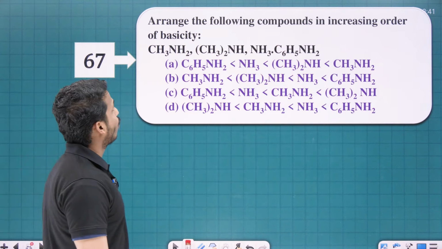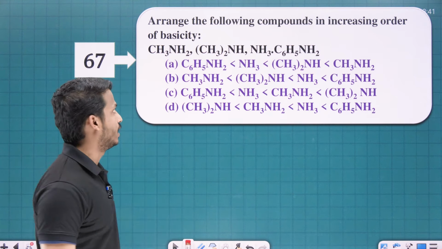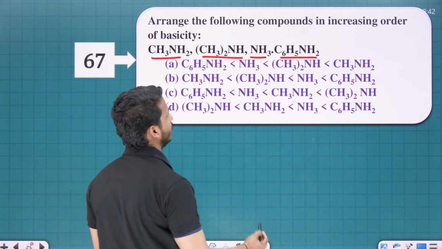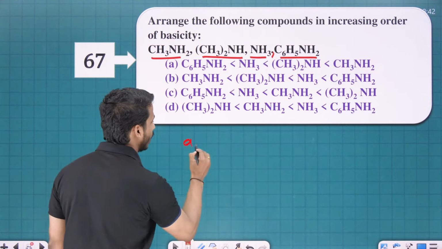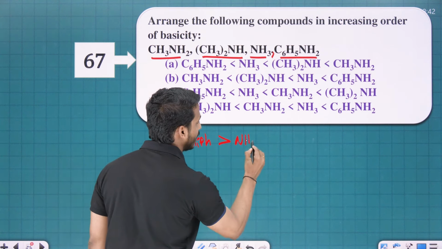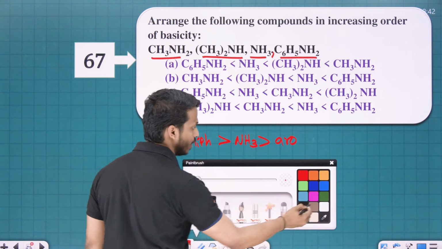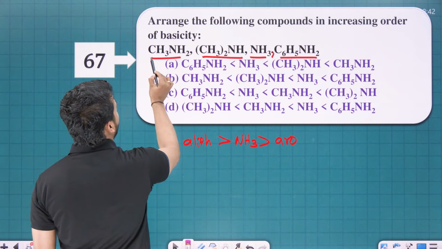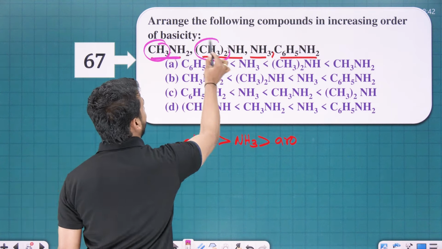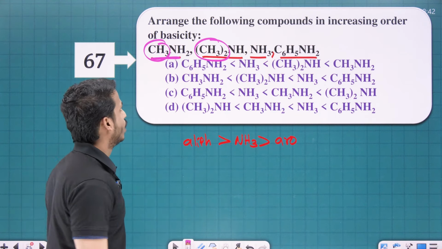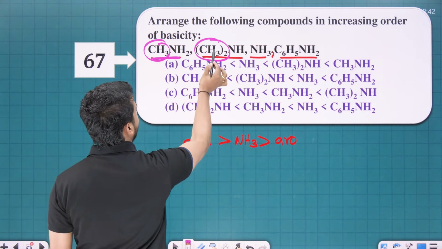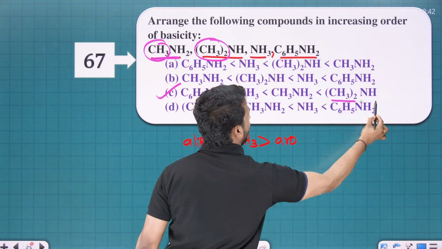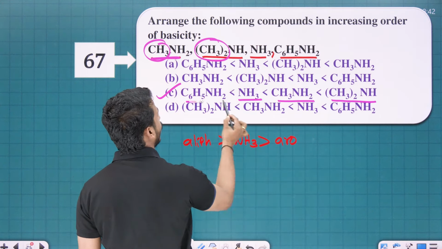Next one, arrange the following compounds in increasing order of basicity. So, this is aliphatic, ammonia, aromatic. Remember all, we have the general order: aliphatic amines are more basic than ammonia, then only aromatic, right? If a methyl group comes, see, this is one methyl group, this is two methyl groups. More the donating group, more basic. So no doubt this is more basic among these two aliphatic. So this is most basic. I think that is only one option, C. So this is most basic, then this one, then ammonia, then aromatic.